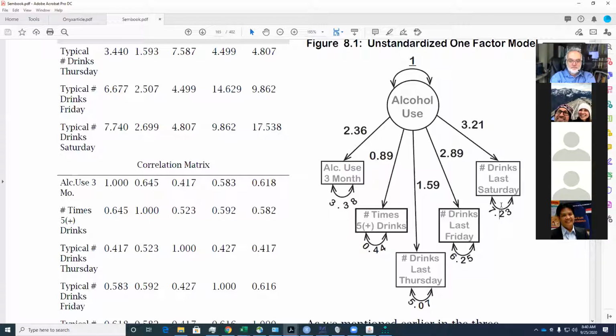Is that okay? Can you repeat the formula? Yes. Number of variables plus 1 times the number of variables divided by 2. So in this case, we have 5 manifest variables. So it's going to be 6 times 5 is 30, divided by 2 is 15.